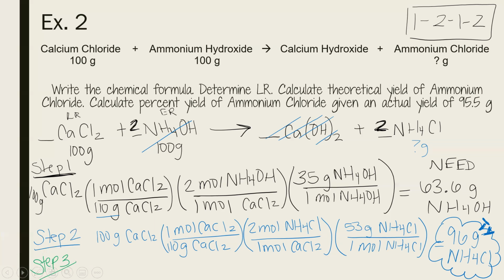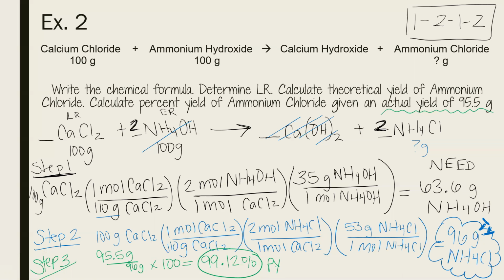Step 3, I take my percent yield equation and I do my actual, which is right here. And the problem, I have to give it to you. Actual over, and then let me write because I'm so close to the bottom, theoretical times 100, and I get 99.12%. That is my percent yield.